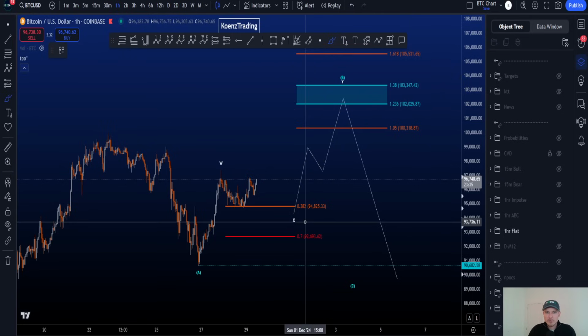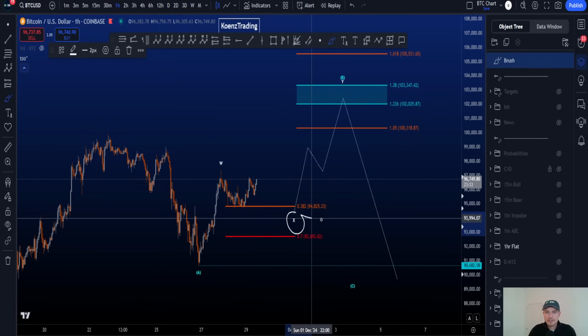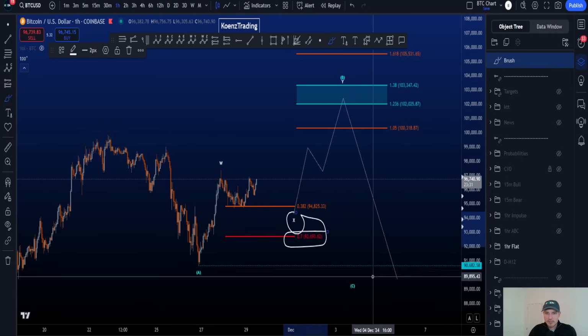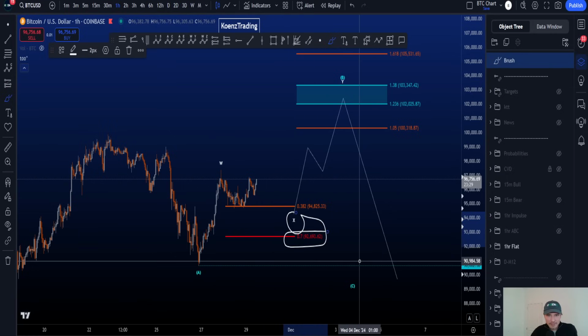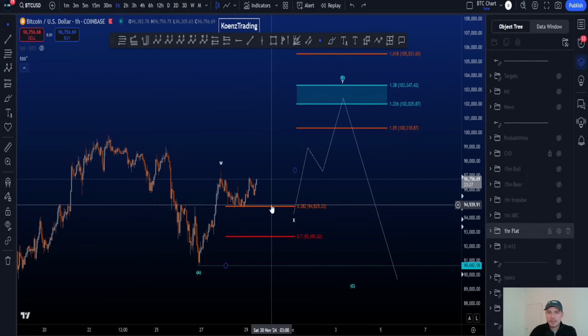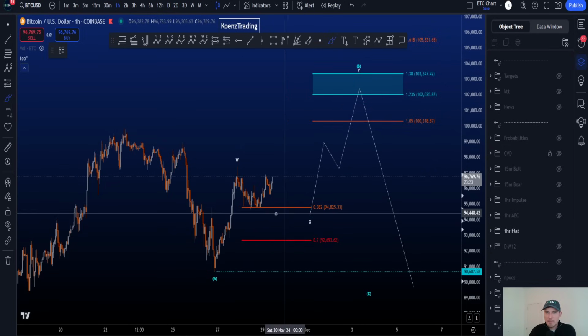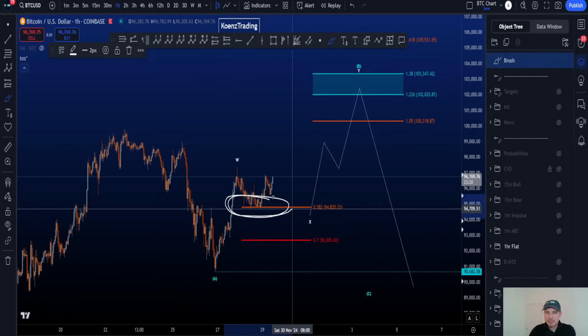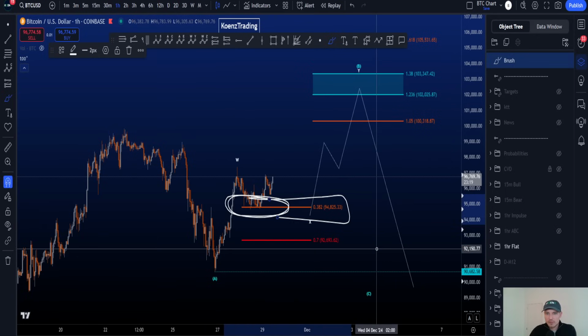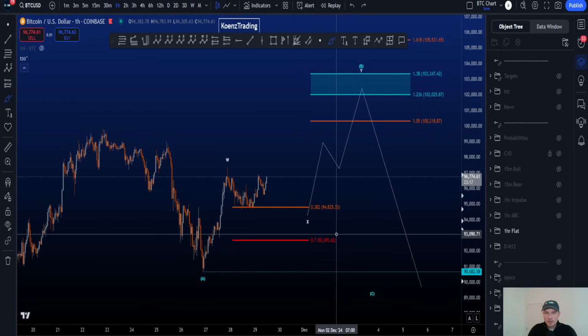And in a double zigzag, preferably your wave X does not touch the 0.7 at 92.6K. It's not a hard invalidation, but it does significantly lower the probabilities, and the minimum target for a wave X is touched over here, which is the 0.382.